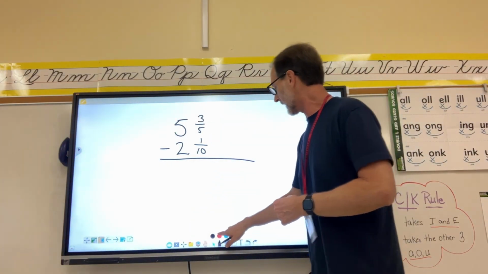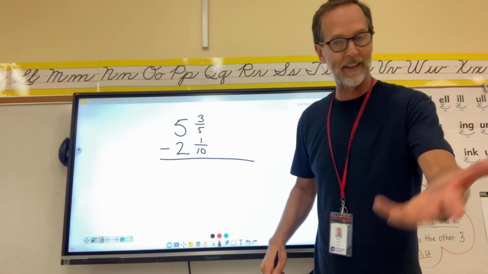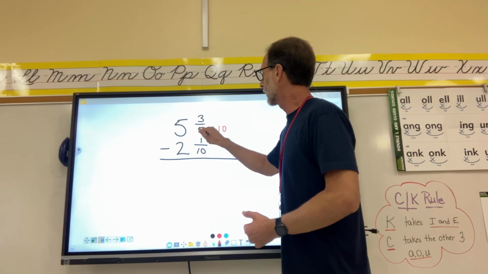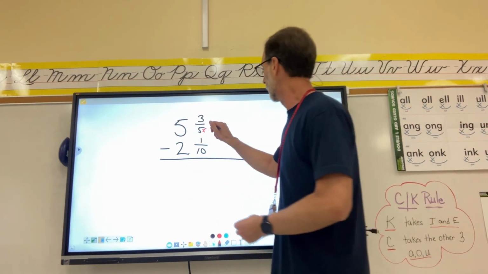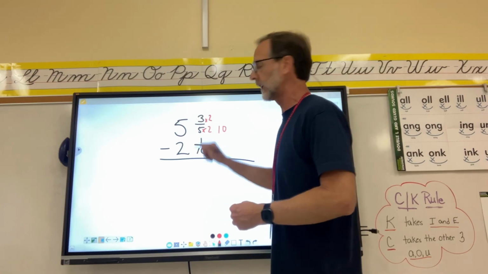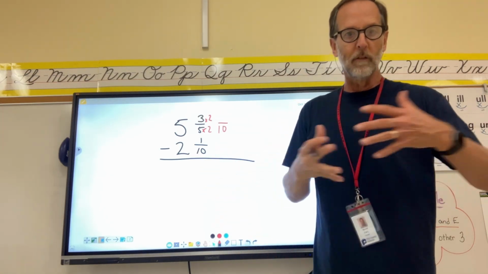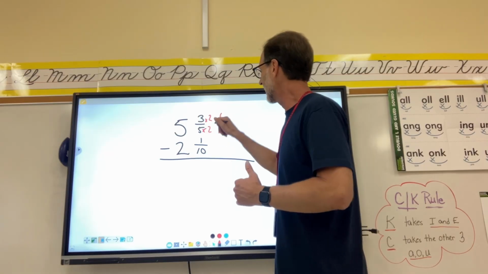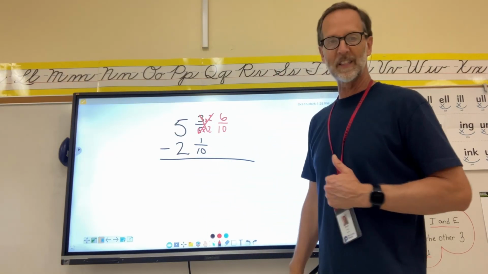So I've got to come back to 3/5 and I've got to see, can I make fifths into tenths? I can. By multiplying by what? What would I multiply 5 by to get to 10? Times 2. So I'm going to do that same thing in the numerator just like we did with addition. And my new fraction, my equivalent fraction becomes 6/10. All right, so now my number is 5 6/10.